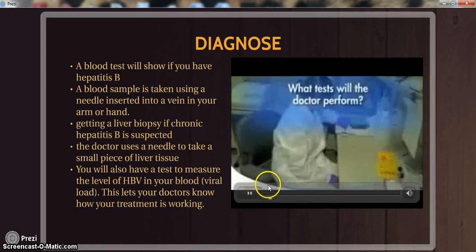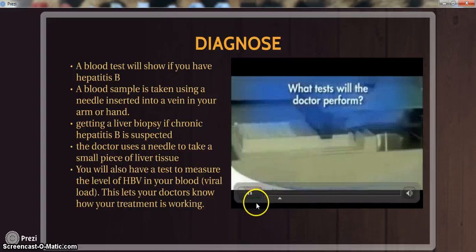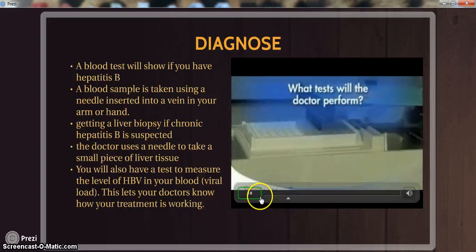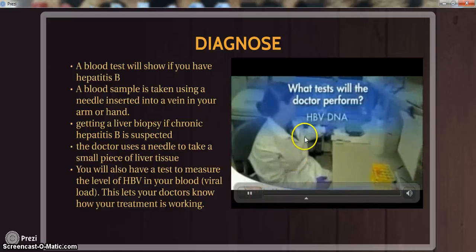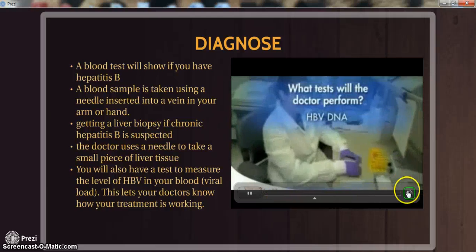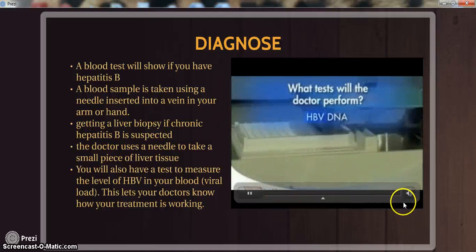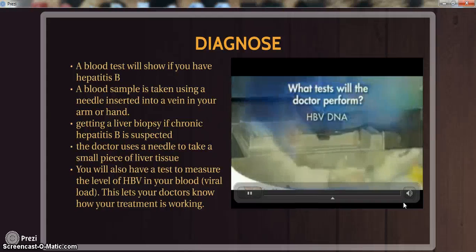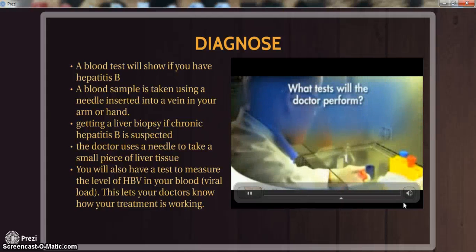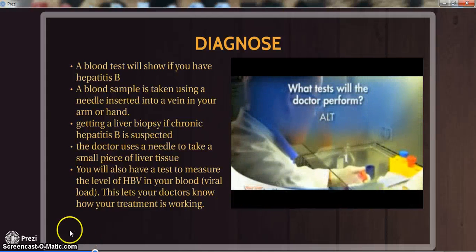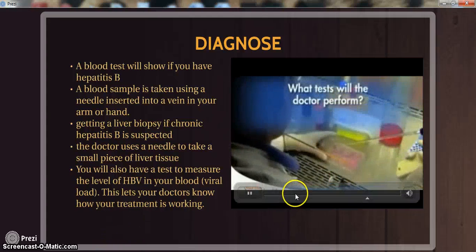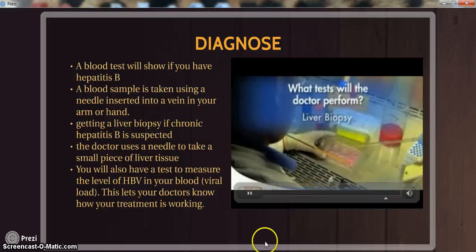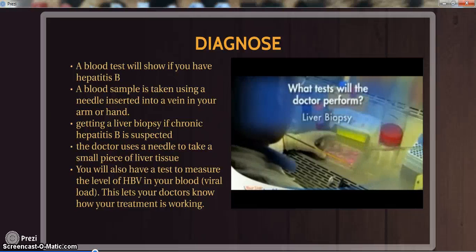Your doctor may use a variety of tests to check your liver and monitor the virus in your body. One test your doctor may use measures the amount of virus in your blood, also known as your viral load. This test is called the HBV DNA test. Another test, commonly referred to as ALT, looks for active liver inflammation. And finally, your doctor may take a sample of your liver tissue through a liver biopsy. This test helps determine if there is current liver damage or inflammation.